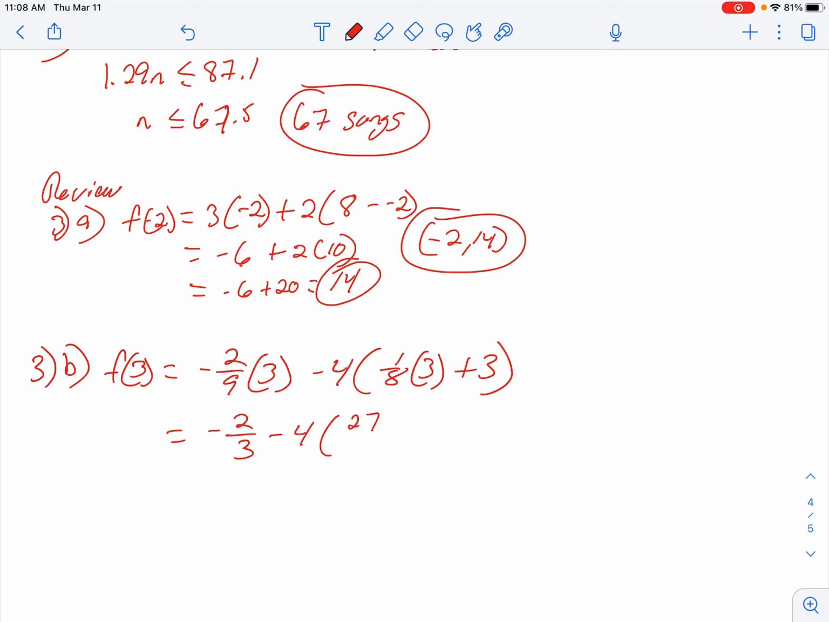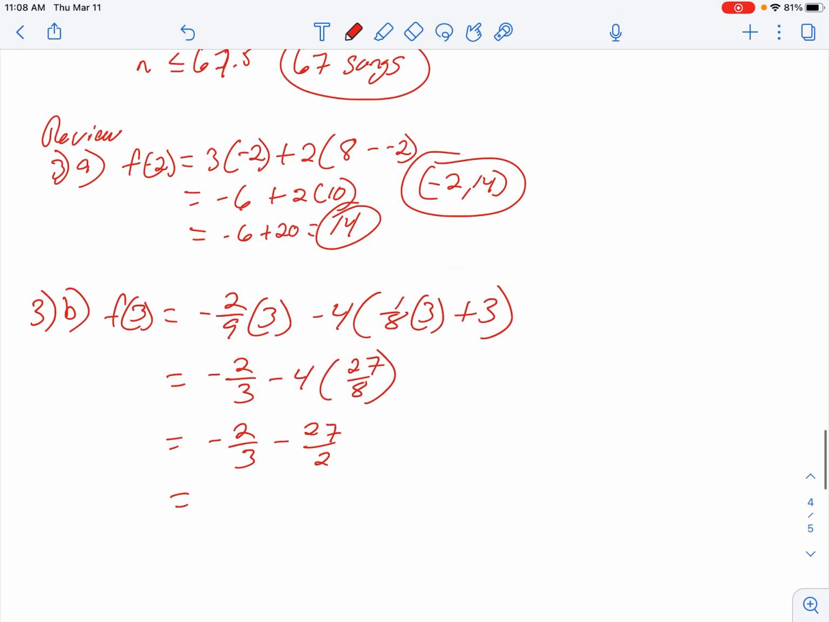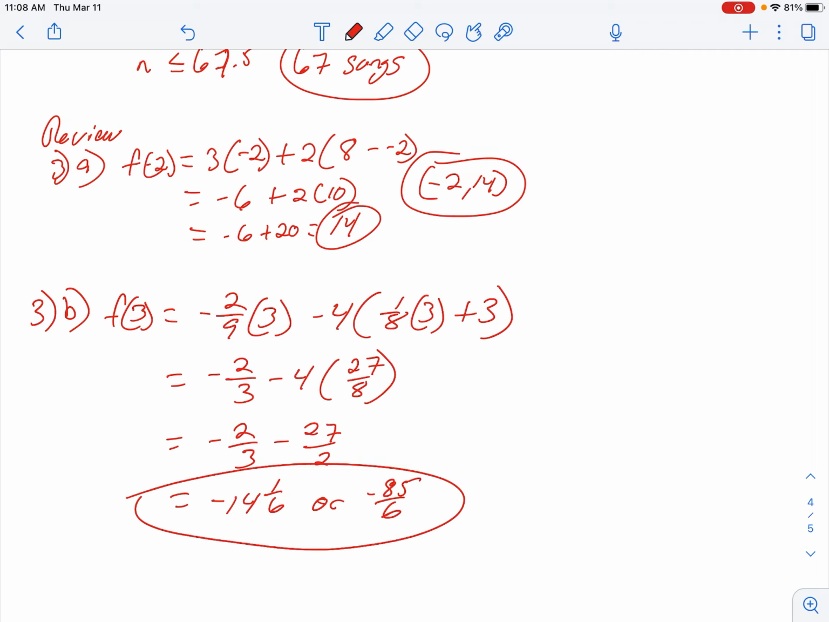All right. And then after that, let's take -4 times that 27/8. And when we do that, we get negative 2/3 still, minus 27 over 2. And then go to your calculator, negative 2/3 minus 27 over 2. All right, what we get then is a fraction. Negative 14 1/6. You can write it as an improper fraction, which is negative 85 over 6 as well. Any of those two numbers would be fine. The decimal is negative 14.16 repeating.